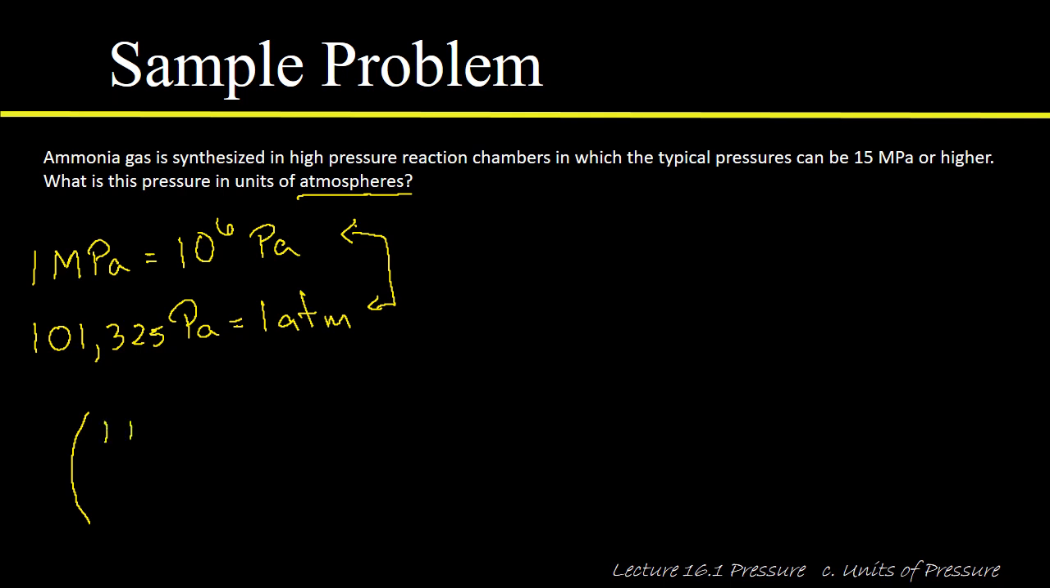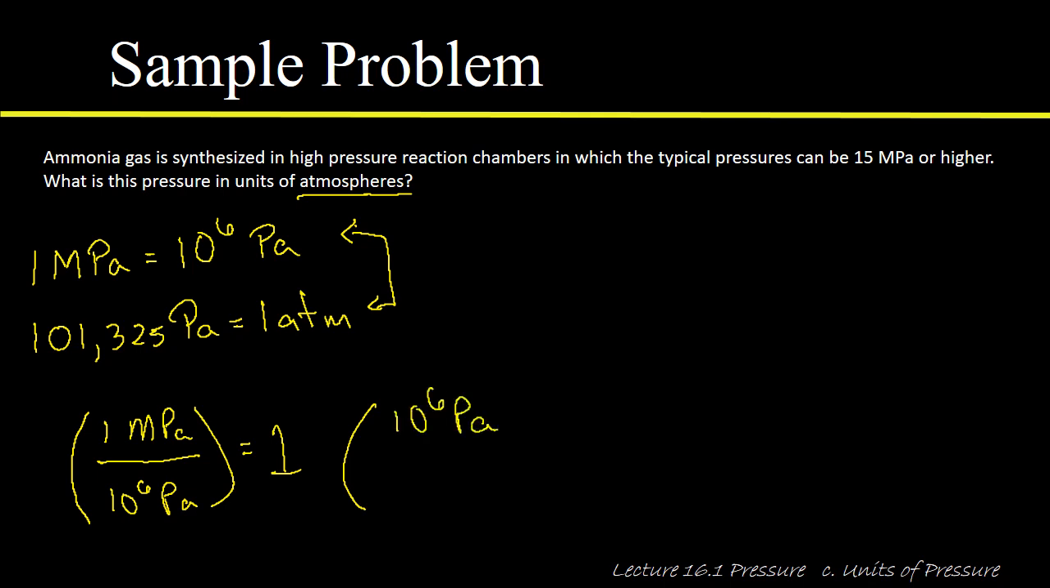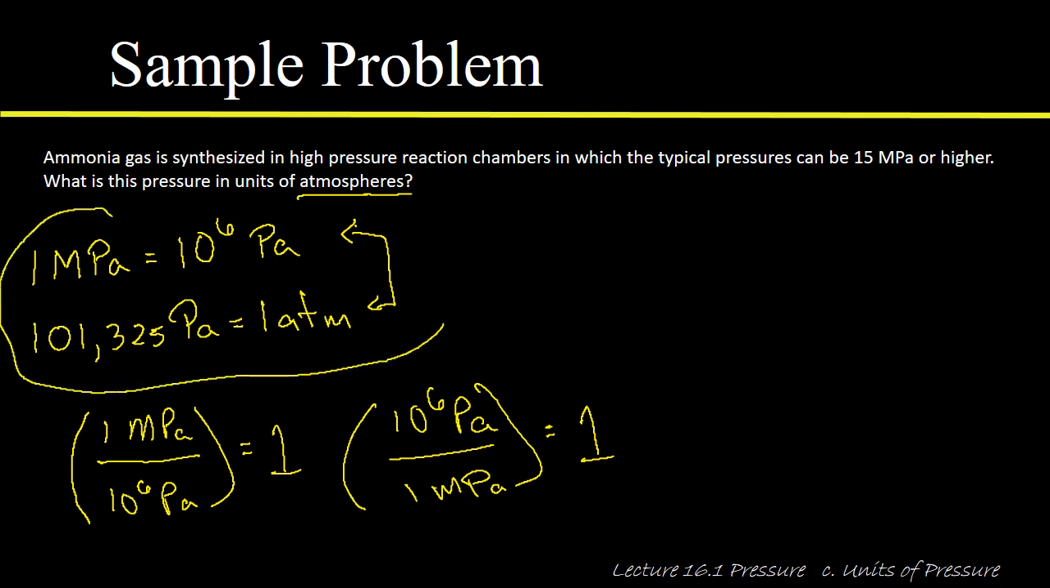So we could write 1 megapascal over 10 to the 6th Pascal. That's a fraction that's equal to 1. That gives us a conversion factor. Or we could write 10 to the 6th Pascal over 1 megapascal is equal to 1. That's also a conversion factor. Okay. I'm going to go ahead and erase this so we've got a little bit more room. But make sure you've got this written down, because this is what we're going to use for the calculation.